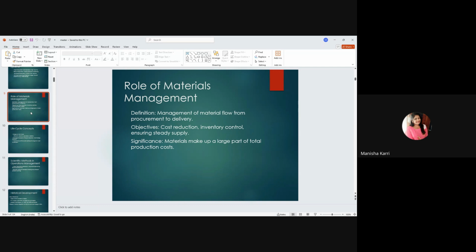So, ensuring steady supply. What does it mean? Generally it will prevent production delays by ensuring that materials are consistently available or not, by building strong relationships with suppliers and having backup plans for unexpected disruptions. And the significance of materials management.